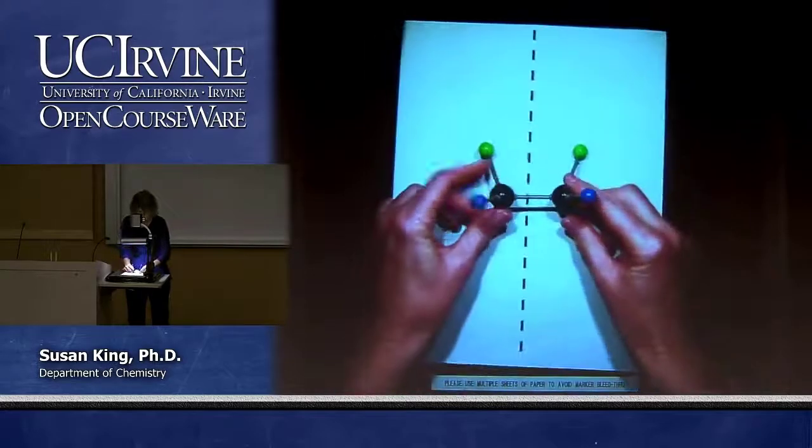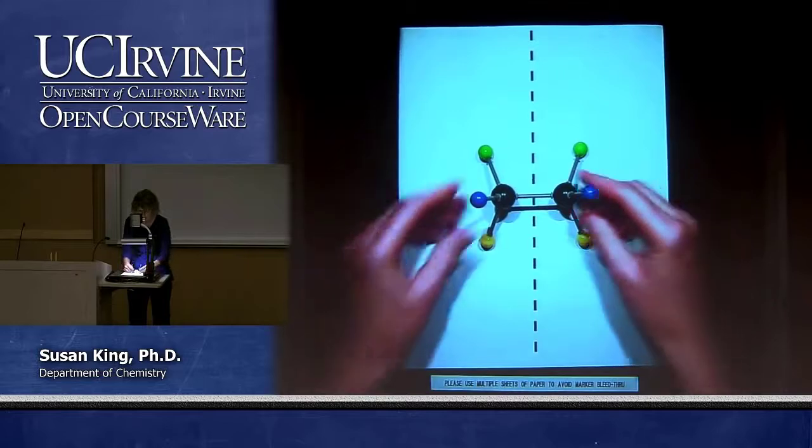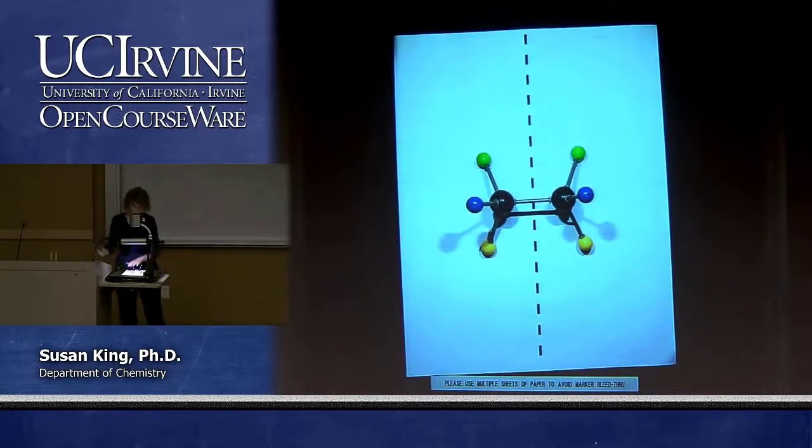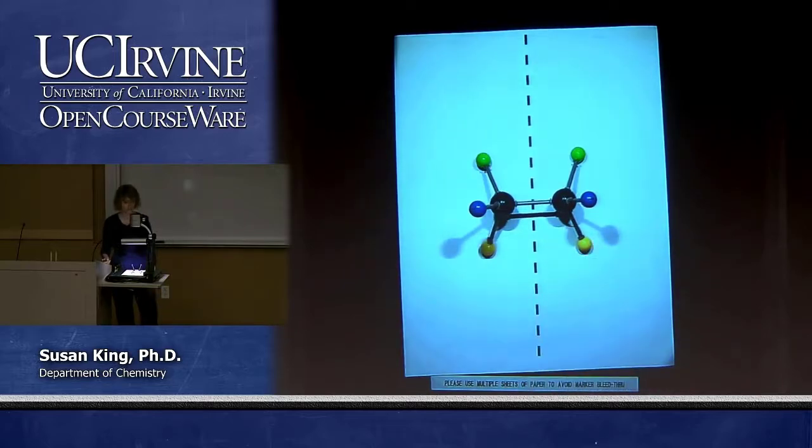Do we still have two stereocenters? Yeah, we do. Each carbon is bonded to 4 different things. But now, do you see we have a plane of symmetry? So it has 2 stereocenters, but it's achiral.